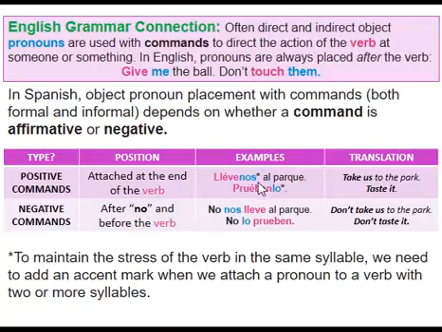And notice that we have an accent mark when we attach the pronoun at the end. We are doing that to maintain the stress of the verb in the same syllable. Okay, so every time you add a pronoun, one pronoun, to the end of a verb with two or more syllables, you're going to add an accent mark if the verb doesn't already have one.